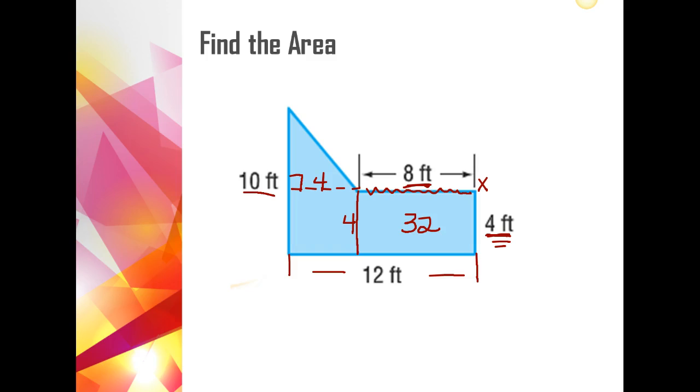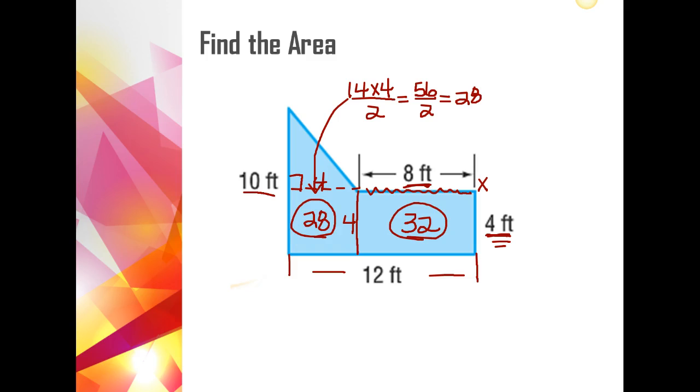The area of our trapezoid will be base 1 plus base 2, or 10 plus 4, which is 14, times the height of 4, divided by 2. 4 times 14 is 56, and 56 divided by 2 is 28. The area of the trapezoid is 28 feet squared. To find the total area of the figure, we will add 28 for the trapezoid plus 32 for the rectangle, for a total area of 60 feet squared.